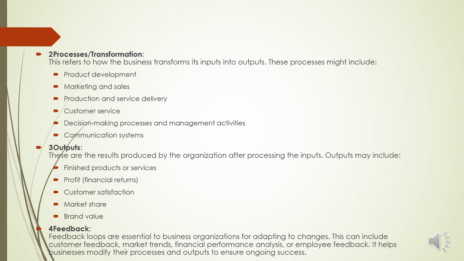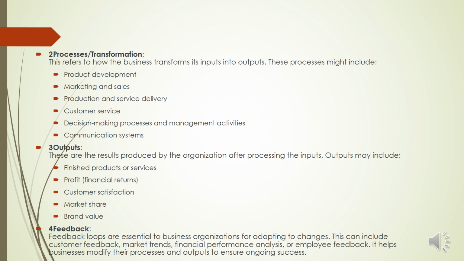The third one, we have the output, which is the final product of an organization. This is a result produced by an organization after processing the inputs. This may include the finished product or services. We also have the profits. We can say this is the financial returns in an organization. We also have customer satisfaction. This can be an output.